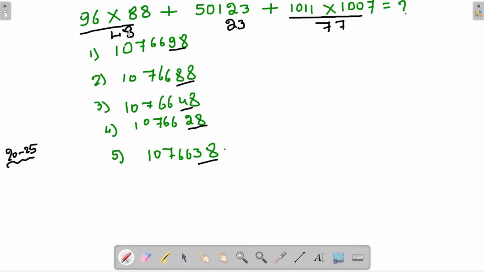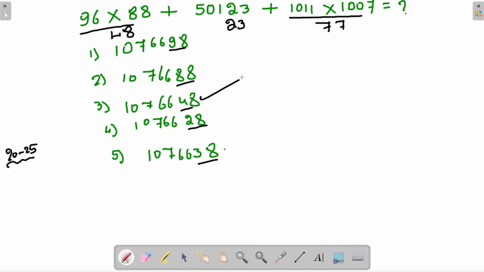Now add. Can I write 50 plus 21? Right or wrong? That is the first method I thought, the addition concept. 50 plus 21, 71 plus 77, 148. But I want the last two numbers only. Then the last two numbers of 148 are 48. Which option has 48? That is my answer. Is it clear?